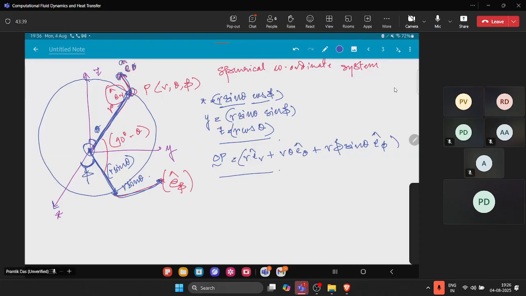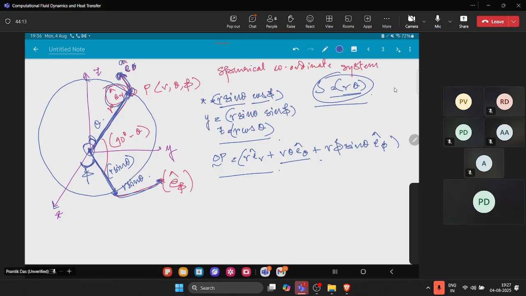Why r E r cap? Because r is basically the length of the radius in the E r cap direction. Why r theta E theta cap? Because A is equal to r theta, we know. So it is the length which is subtended by this E theta cap direction on the circumference itself. So r is a radius and theta is the angle which is traveled by the point P itself. So that's why it is r theta.